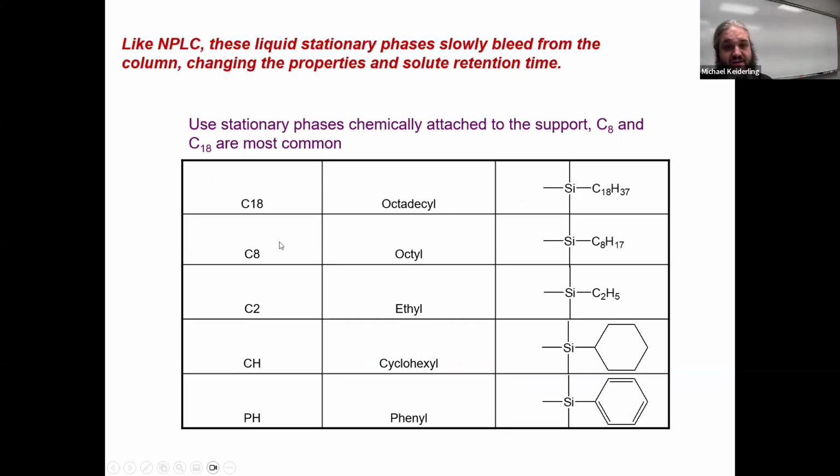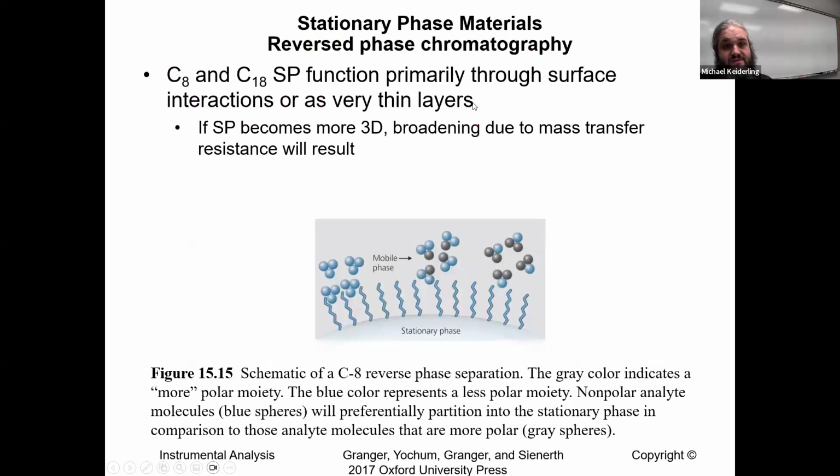Things like C18, C8, octadecyl, octyl, ethyl, cyclohexyl, or phenyl are used. C18 and C8 are the most common. Bound stationary phase is more common than liquid phase. C8 and C18 stationary phases function primarily through surface interactions or as very thin layers. If the stationary phase becomes more 3D, broadening due to mass transfer resistance can result.